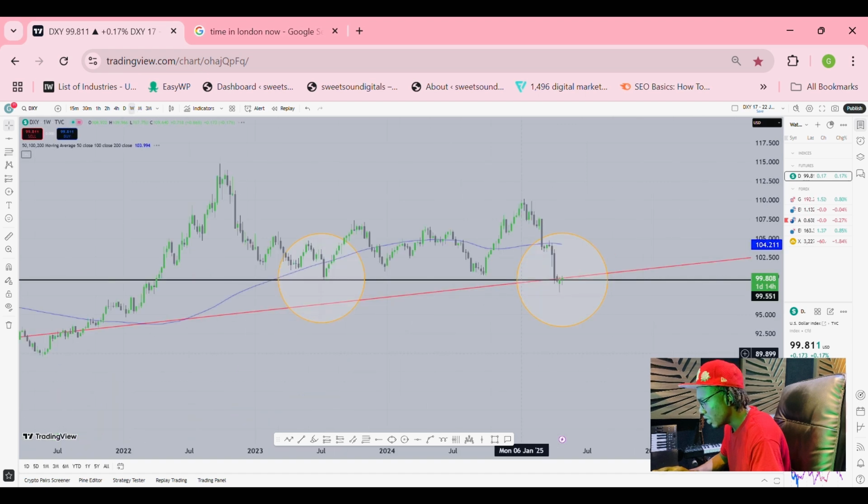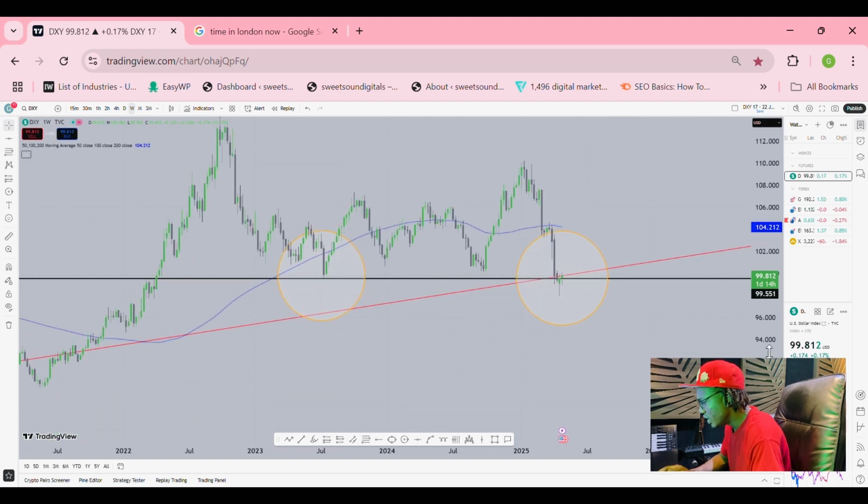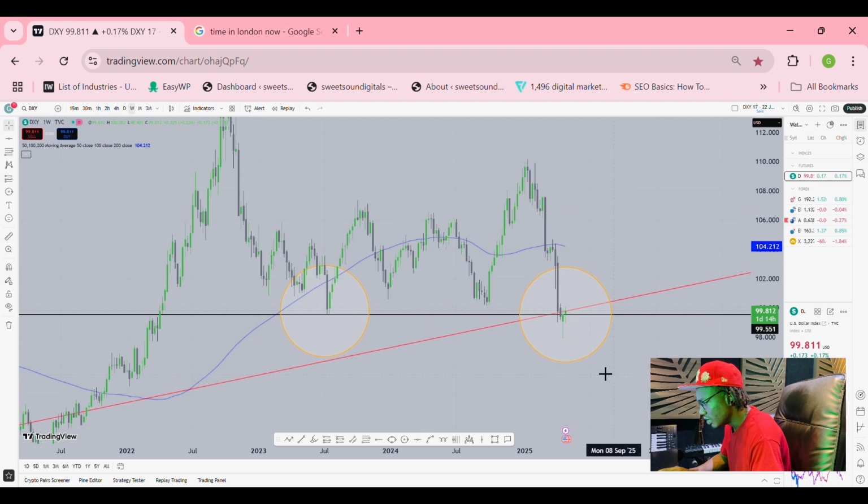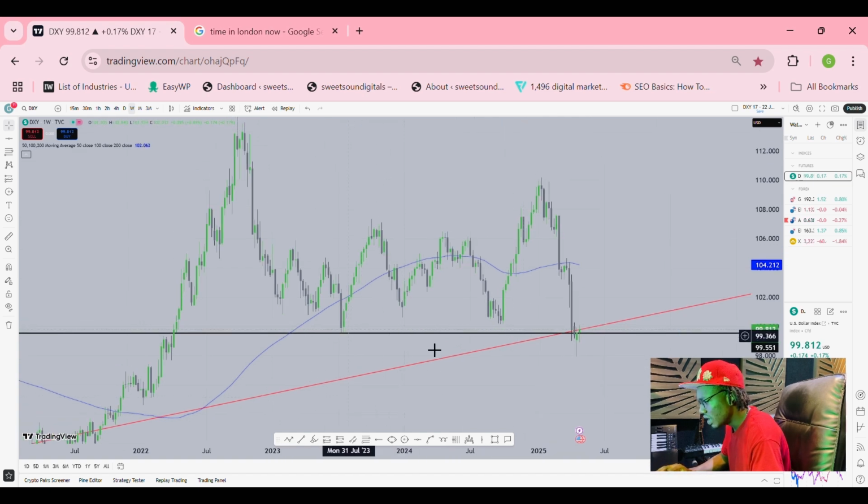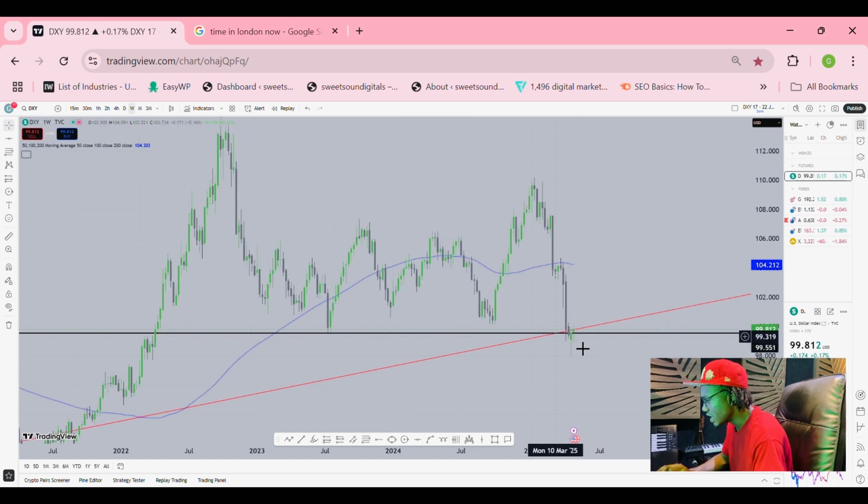Okay, now let's go into the weekly. You can see that buyers are already stepping in. This chart is already going up. Liquidity has been swept down here. It has found support. The US dollar has found support. Now we're expecting at least a bounce off to this point.